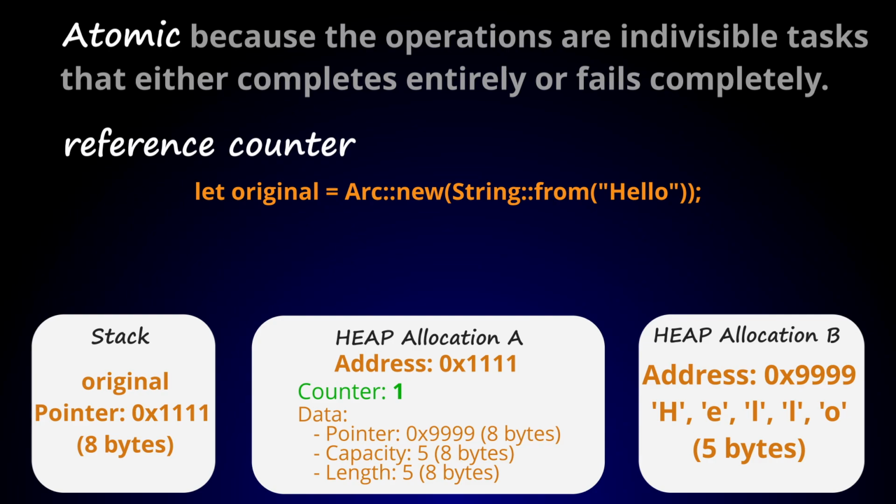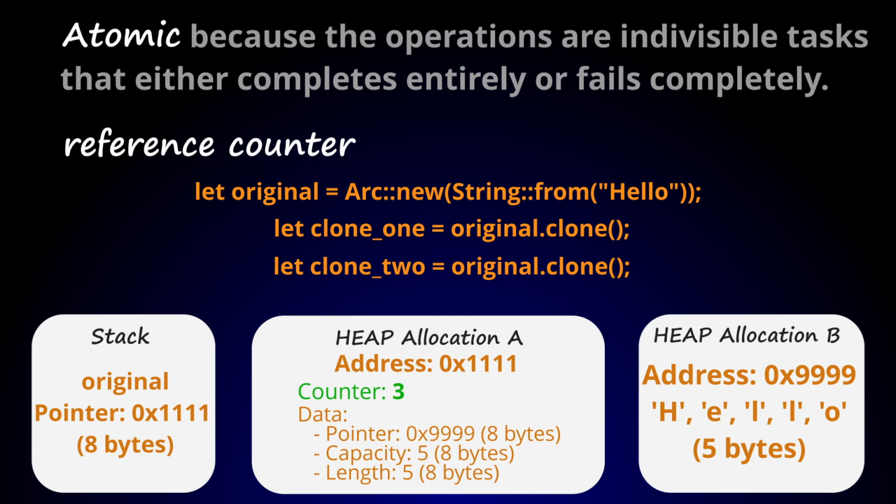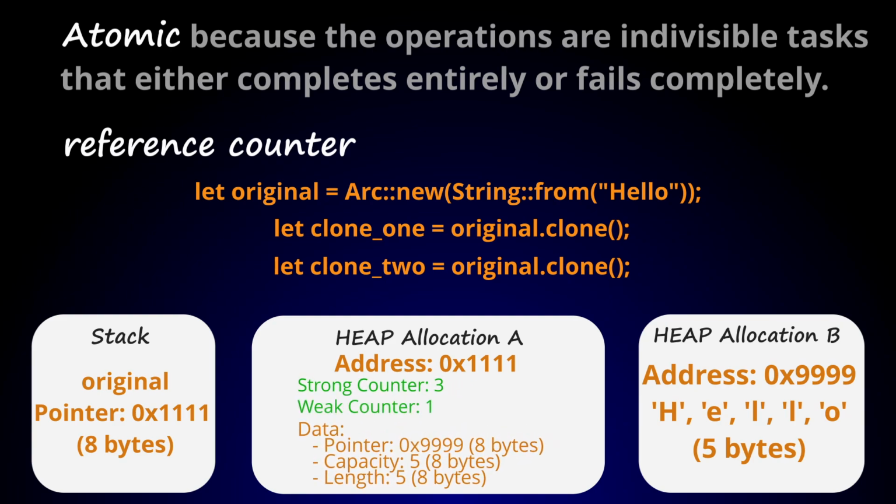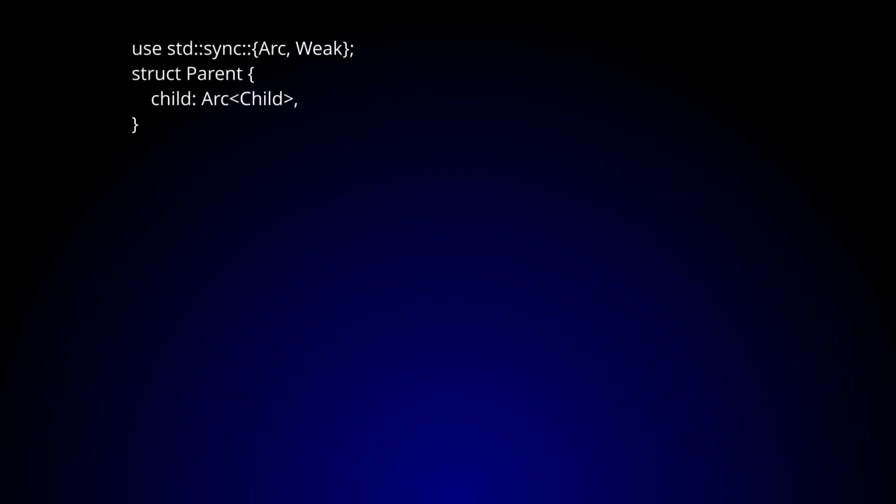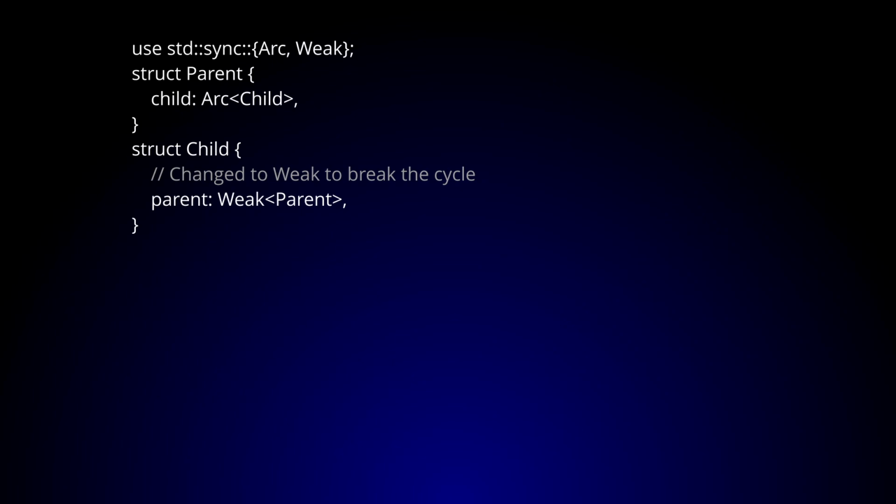We can now create as many clones of this original variable, which won't create the data again in the heap. Instead, we'll refer to this existing heap location and will increase the reference counter. A quick note here, actually this reference counter is called a strong reference counter because there is another weak reference counter. The weak reference counter is used to prevent memory leaks caused by circular references, while safely allowing non-owning access to the data, like a parent struct referring to a child struct and the child struct referring to the parent.